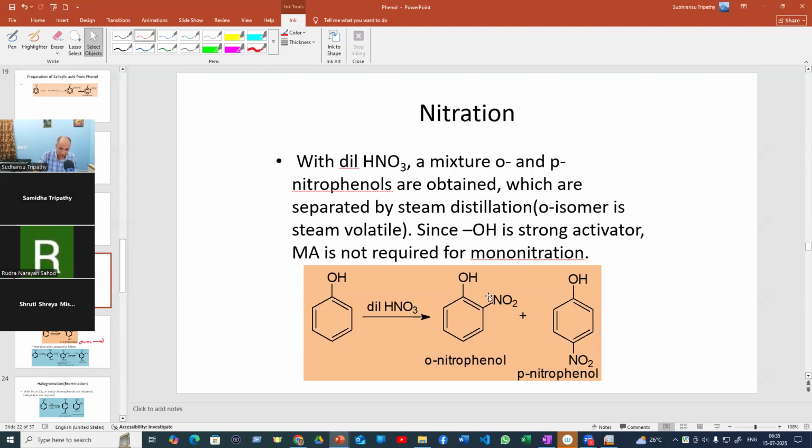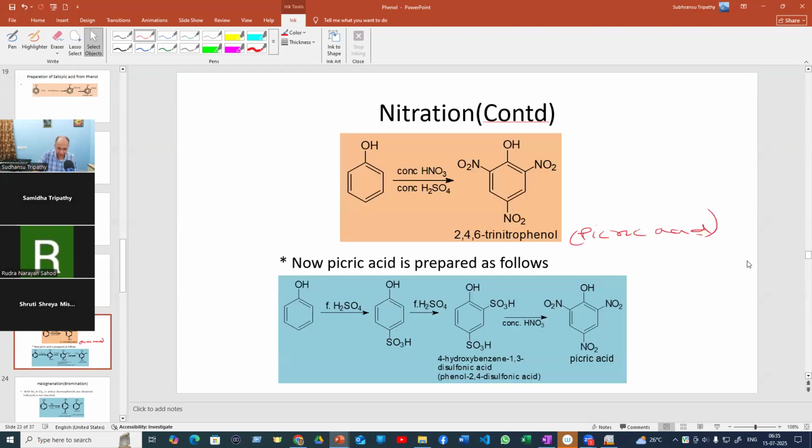Since nitro is not a very bulky group, it will be nearly equal yield, maybe 60-40, 55-45. So that will happen. Still, ortho has a greater chance. If there is a bulky group, for example, now picric acid is really manufactured in a different manner, not in this manner. It's inconvenient to prepare picric acid commercially from phenol by nitration using conc. HNO3. Yes, nitration will happen, but the leaving group has to be different.